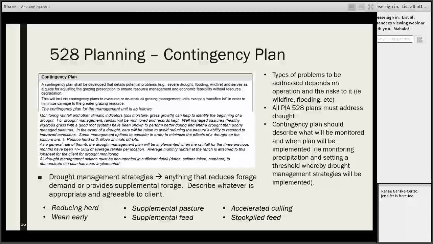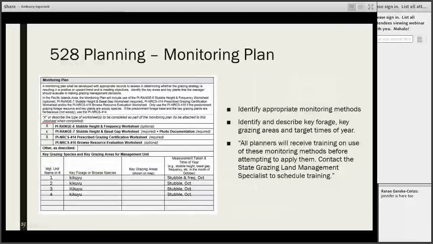A drought management strategy is not to open all the gates and just let the cattle fend for themselves. Okay, that's not a drought management strategy. That's not something we want to encourage. But if we do get into a drought and they've taken the steps and implemented their contingency plan and their stubble heights are a little less than what they should be, that's something we can work with. For all intents and purposes, he's followed the 528 plan that we agreed to, and we shouldn't have any problem certifying prescribed grazing. We would have all this documentation in order to justify it, and I would be happy to stand behind anyone that was ever in that situation.